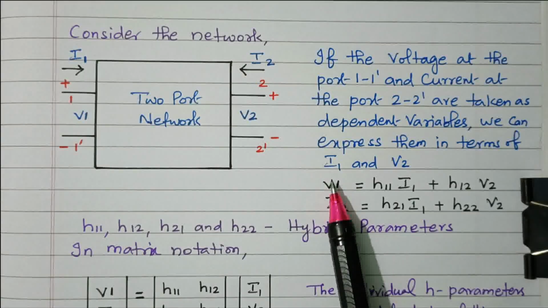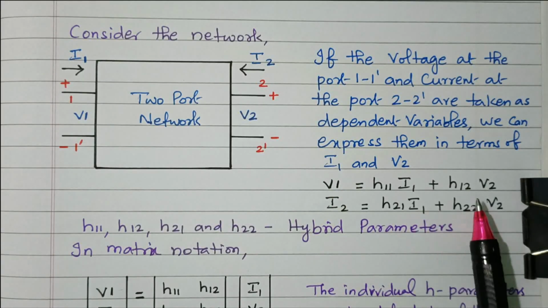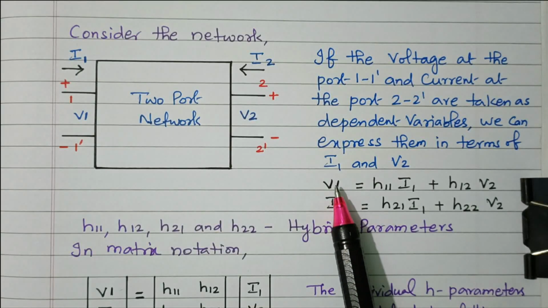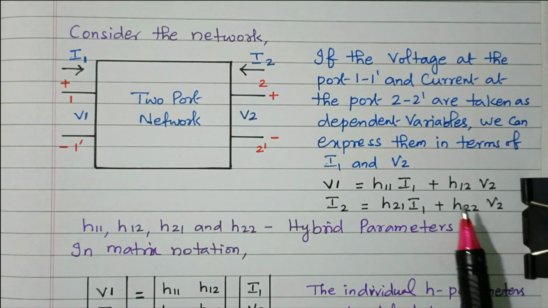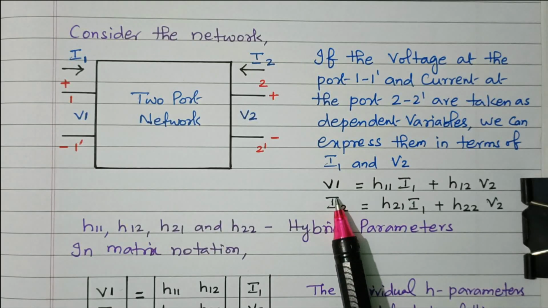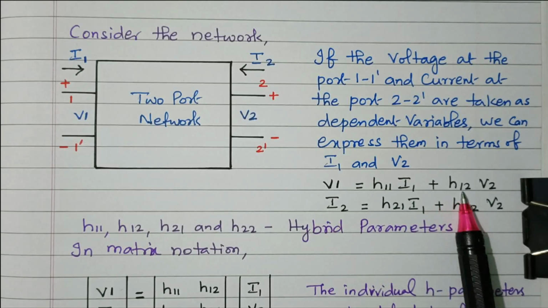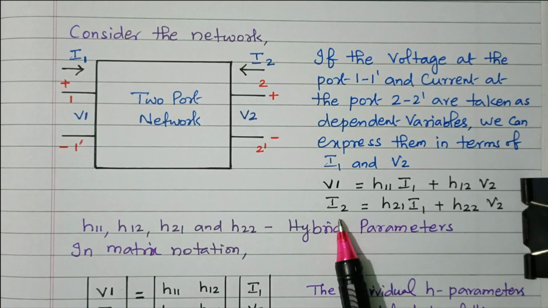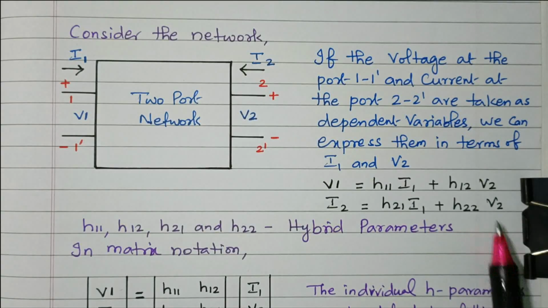Normally we will take V1, I1 expressed in terms of V2, I2. But here voltage in the input port and current in the output port are expressed in terms of current in the input port and voltage in the output port. That's why it is called a hybrid parameter. So V1 equals H11 I1 plus H12 V2. Similarly I2 equals H21 I1 plus H22 V2.